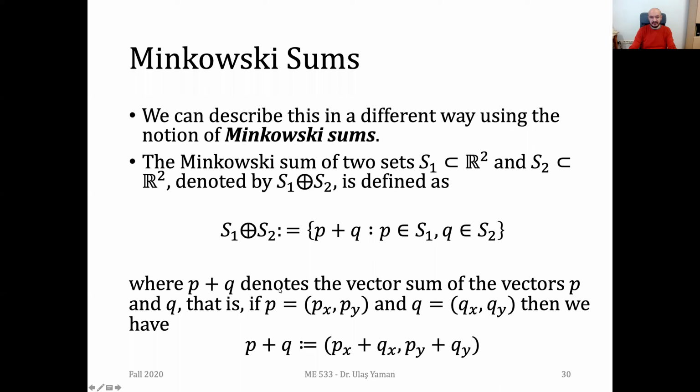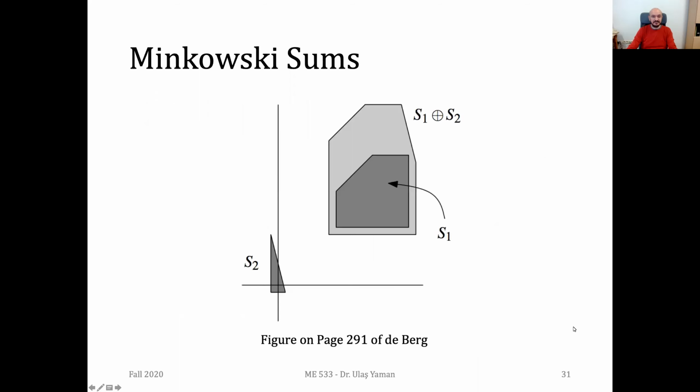It's a kind of vector summation. So if P is represented with X and Y coordinates and Q is also represented with a similar approach, then what we are going to do is sum the X coordinates and write the result into the X value, and do the same also for the Y coordinate. Here's an example of the summation. This is the Minkowski sum of S1 and S2.